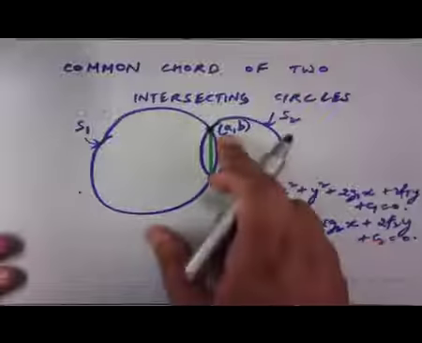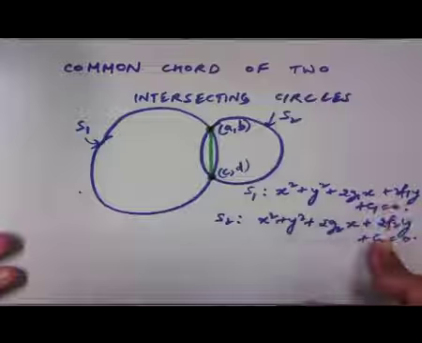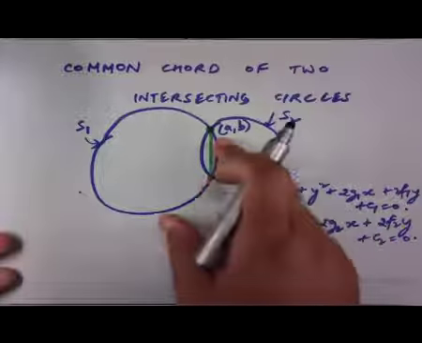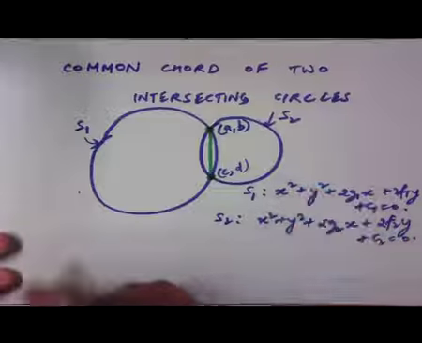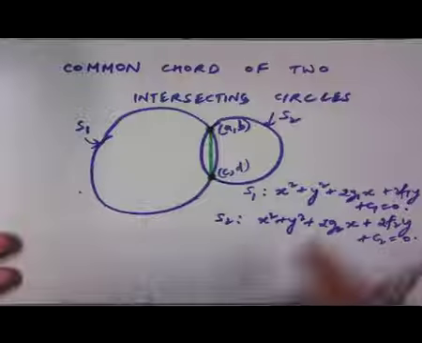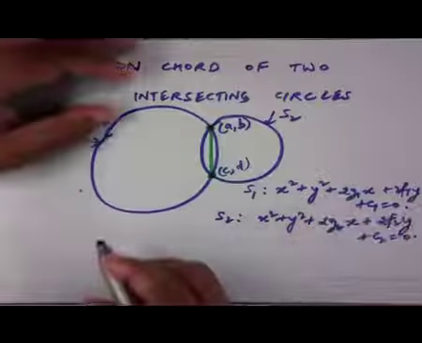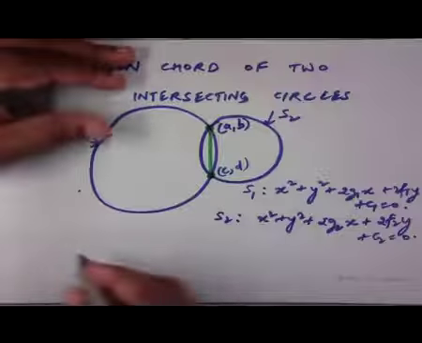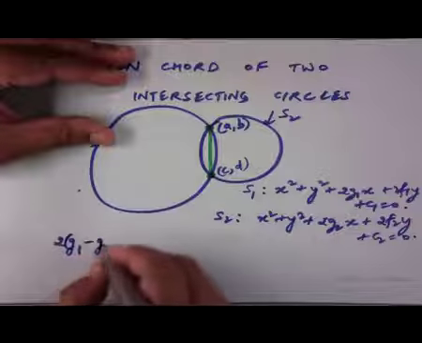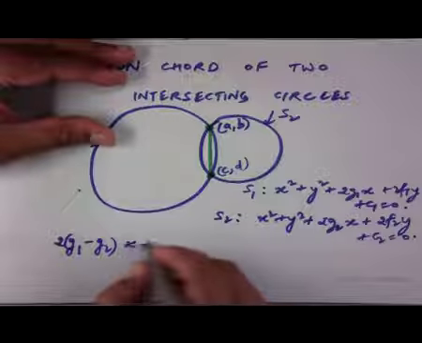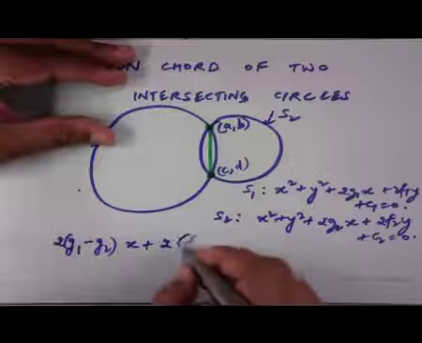Now, because a comma b satisfies these two equations, it means that a comma b must also satisfy the difference of these two equations. So, when we take the difference of these two equations, we get this equation.